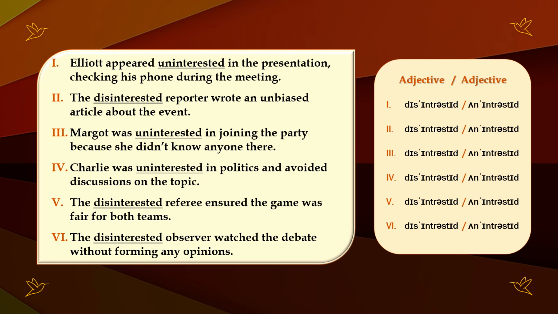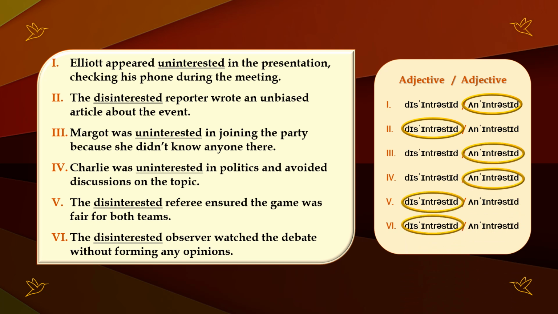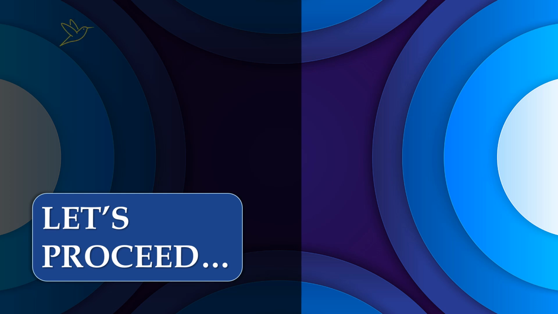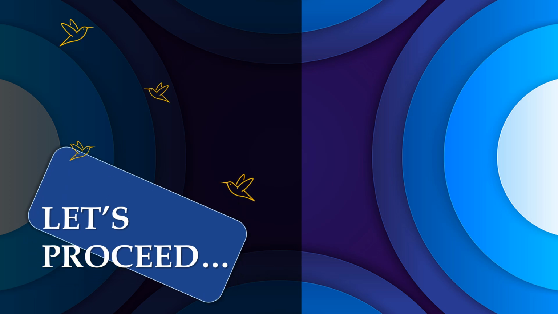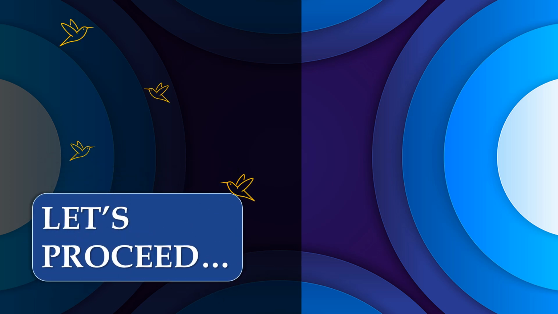4. Charlie was uninterested in politics and avoided discussions on the topic. 5. The disinterested referee ensured the game was fair for both teams. 6. The disinterested observer watched the debate without forming any opinions. Let's proceed.